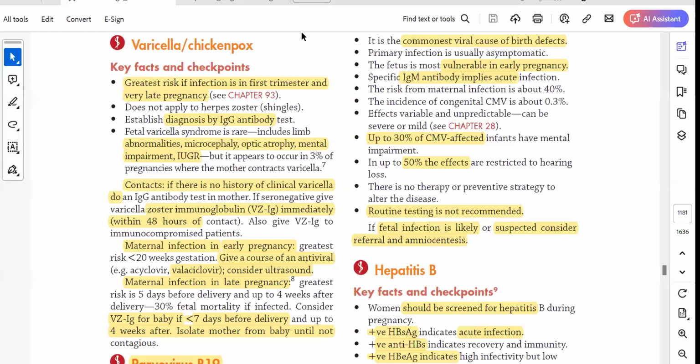Everyone, even the vaccinated mother, needs to be tested. So everyone needs to be tested.